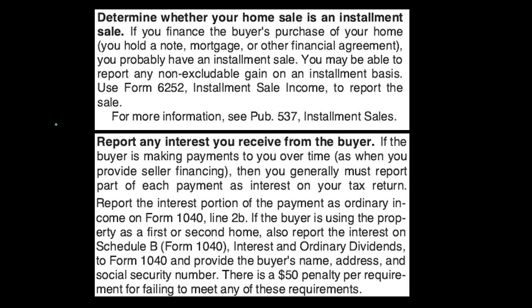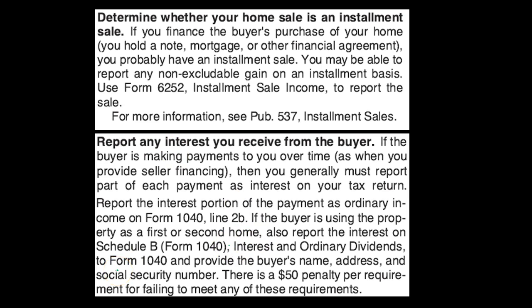Report any interest you received from the buyer. If the buyer is making payments to you over time, as with seller financing, then you generally must report part of each payment as interest on your tax return. Report the interest portion of the payment as ordinary income on Form 1040, line 2b. If the buyer is using the property as a first or second home, also report the interest on Schedule B, Form 1040. So this is the normal reporting for interest on the 1040.